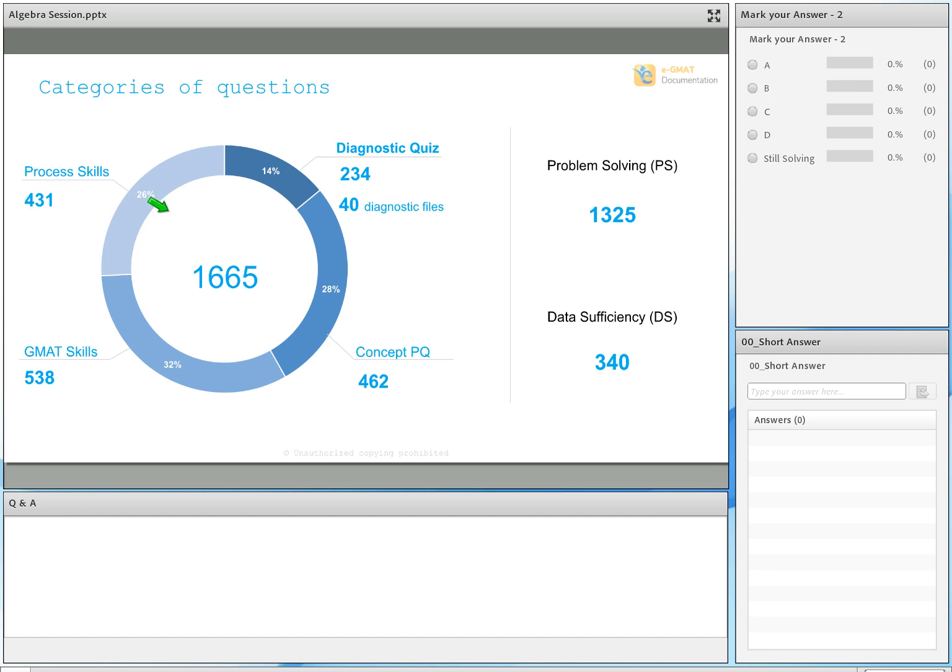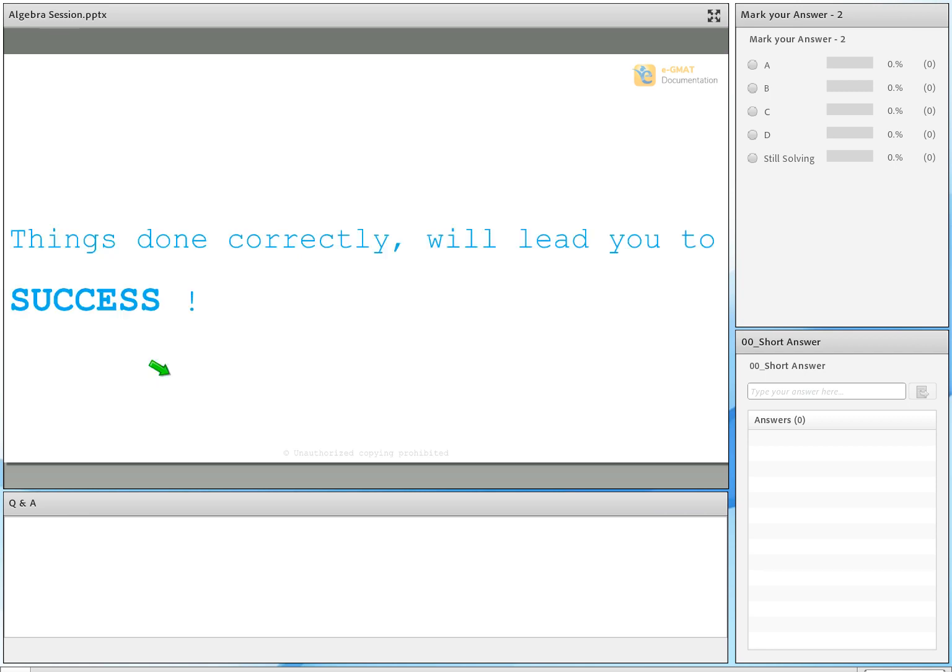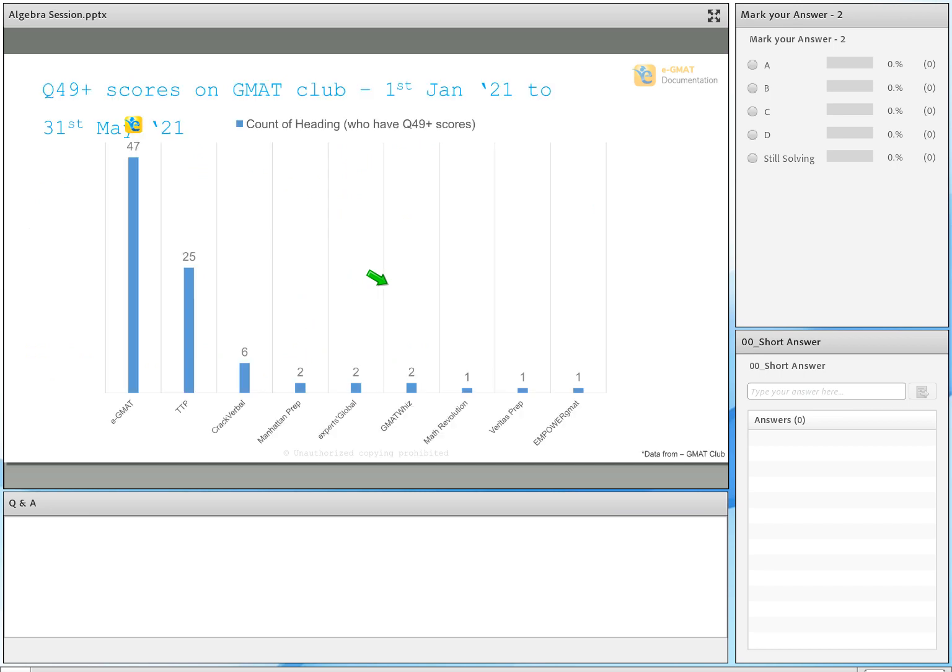So we focus a lot on building the right skills in you. The diagnostic quizzes I talked about, the concept quizzes, every concept we'll test you on, and finally GMAT style questions. Things, if done correctly, will lead you to success. That is guaranteed.